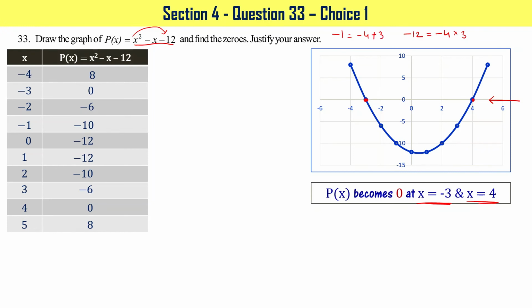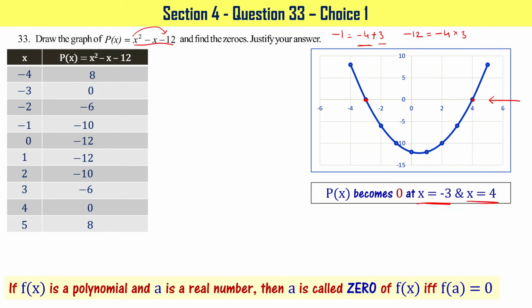It means the values I have taken for x should include minus 4 and 3. In other words, actually, since we are looking at zeros, it has to include plus 4 and minus 3. Right? That is how you get to choose the values.